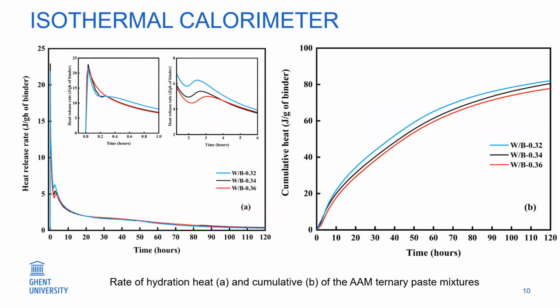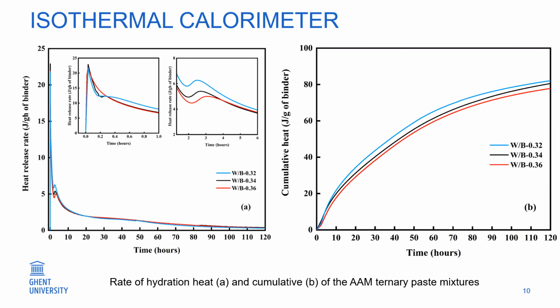In this slide, we can see the isothermal calorimetry result of the paste samples. In the left figure, we can see the rate of hydration heat, and in the right figure, we can see the cumulative heat result. What we can see in the left figure is that the alkali activated paste samples displayed two main peaks. In the first peak, which occurs a few minutes after the contact between the water and the solid precursors, there is not much difference in the intensity of the peaks and also the occurrence of the peaks.